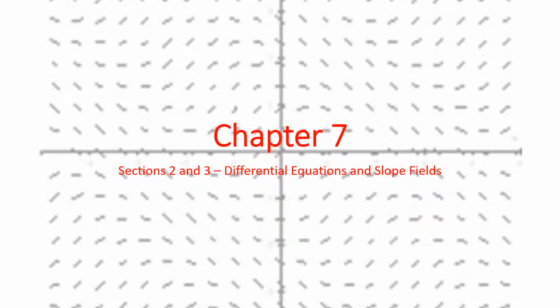A slope field, by the way, is what you can see in the background of this title page. So let's start out with differential equations. A differential equation is going to be something of the form dy over dx equals something. It may have x's, it may have y's, it may have both. In this case, we have one that has both.